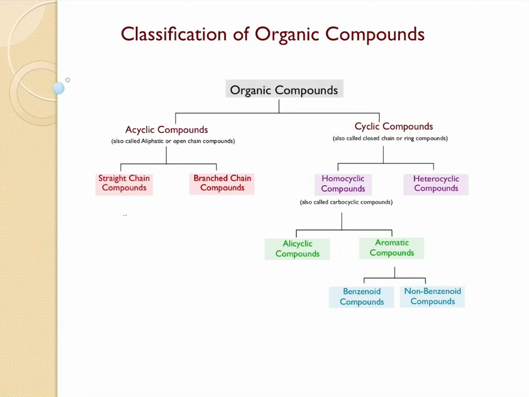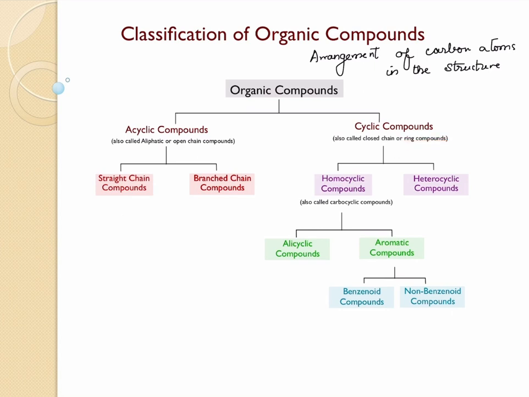Classification of organic compounds. Organic compounds can be classified in many different ways. Here we are going to classify organic compounds based on the arrangement of carbon atoms in their structure. Based on this, they can be classified under two different heads. One is the acyclic compounds and the other one is the cyclic compounds. The acyclic compounds are also called aliphatic or open chain compounds because they don't have a ring structure, whereas the cyclic compounds can also be called closed chain or ring compounds.